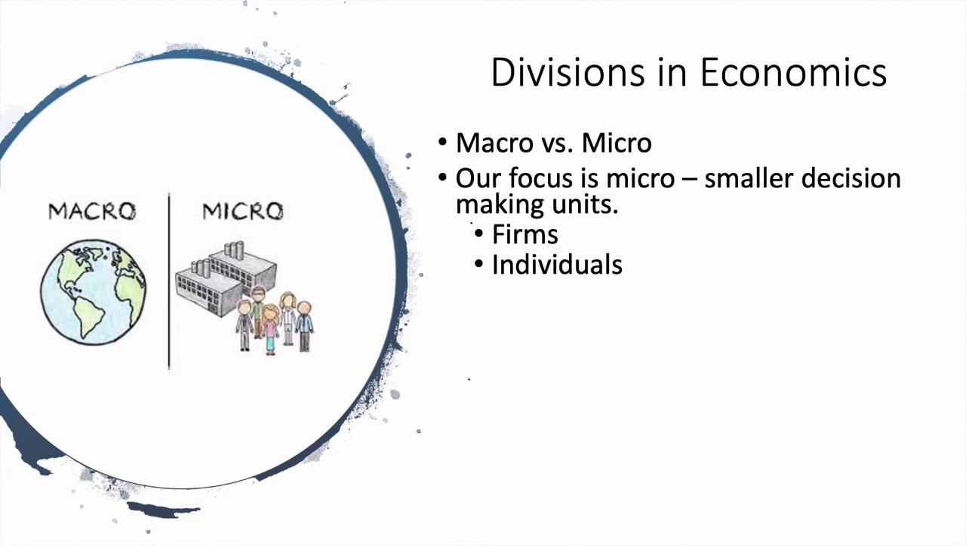Now, I don't want you to misunderstand here. When I say smaller decision-making units, I don't mean insignificant at all. In fact, these are probably the most important decision-making units in all of economics, because it's the individuals and the firms whose decisions make up the bigger picture. Without these individuals and firms making choices, we actually don't have a macro. And that's the second part, the second division. Macro is the bigger picture.